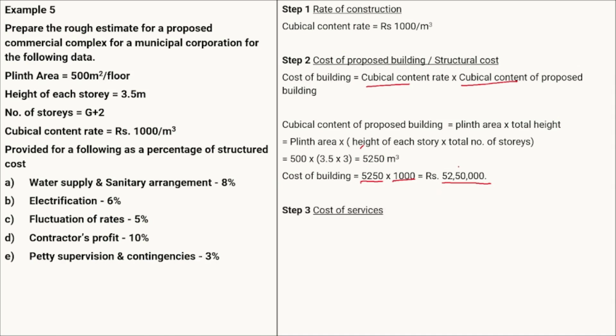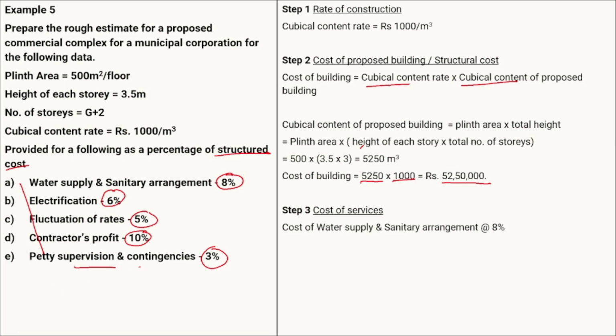Now following the same step 3, cost of the services. Whatever percentages are there, they should be taken as a percentage of the structural cost. Whatever services and items are there, they should be taken as structural cost. Therefore we are going to take 8% of the structural cost, 6% of the structural cost, 5% of the structural cost, 10% of the structural cost, as well as 3% of the structural cost. So in the cost of the services we are going to include the supervision and contingencies also.